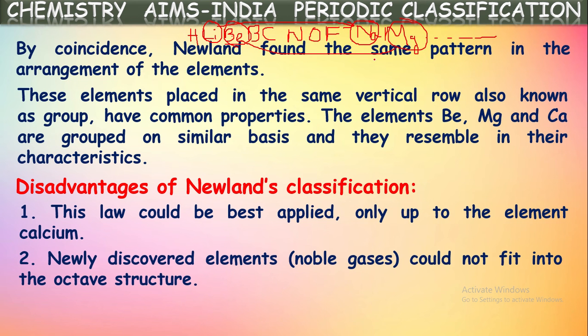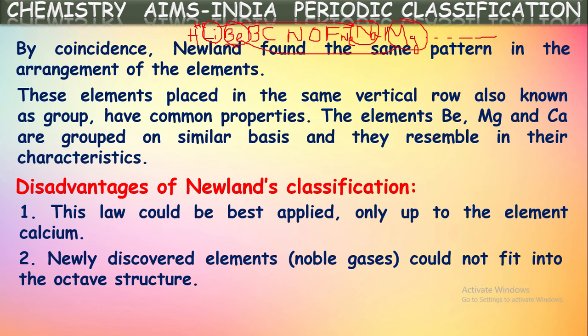One more major drawback is that newly discovered elements like the noble gases could not fit into this octave structure. After this classification, scientists discovered noble gases, but they could not be fit into it, because helium should come before hydrogen, and between fluorine and sodium there will be neon, according to the increasing order of atomic masses.